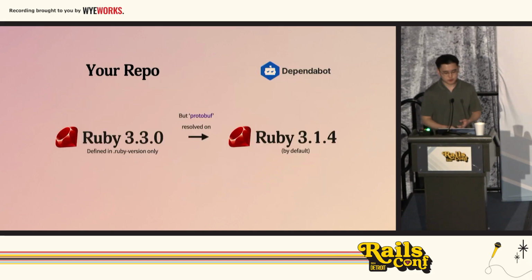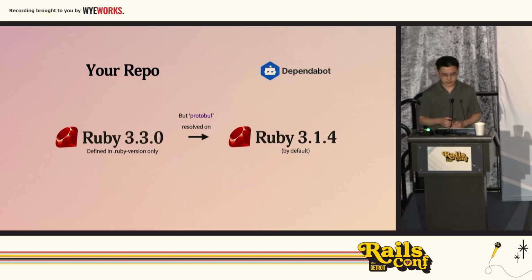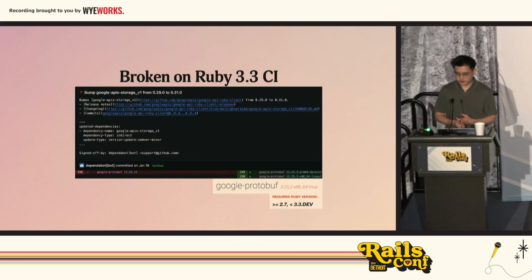Therefore, if a repo was on Ruby 3.3 but had its Ruby definition only defined in its Ruby version file, this would cause Dependabot to resolve Protobuf to that incompatible version as it would resolve using its default Ruby 3.1.4 version. This ultimately would result in Dependabot resolving to that incompatible version of Protobuf, which would fail on CI and on developer machines, as those machines are on Ruby 3.3.